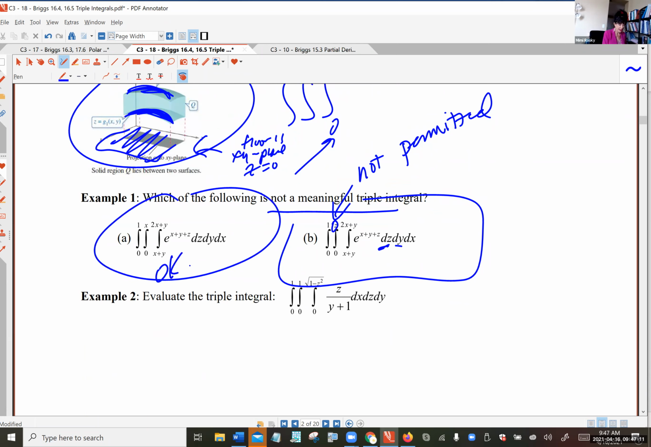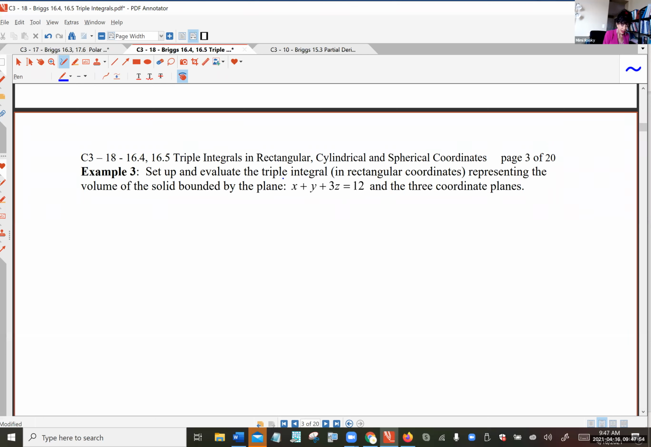Example 3, let's do something trickier, because this is similar to what I'll give you on the quiz. Set up and evaluate a triple integral representing the volume of a solid bounded by the plane x + y + 3z = 12.